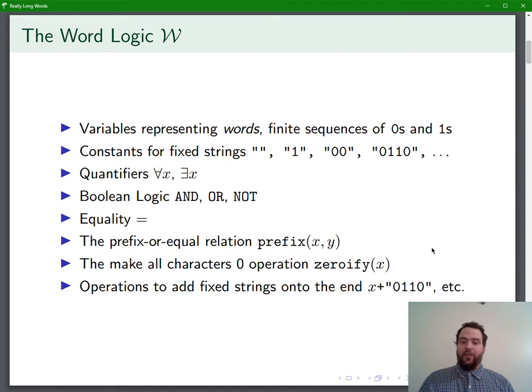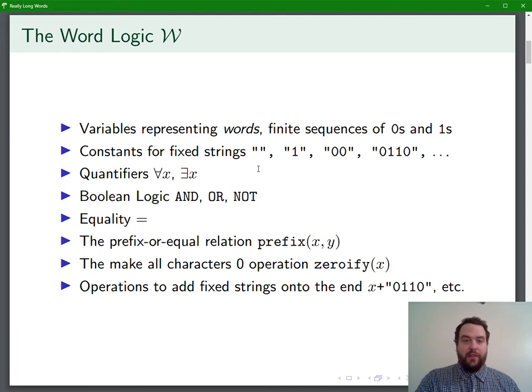So this is the structure that we're looking at. It's a bit of a strange structure, but it behaves just like any old mathematical structure. Words with the relation prefix, the operation zeroify, and a whole bunch of operations to add fixed strings onto the end of a word. And we're talking about the first order logic of that structure. I'm also going to toss in, for convenience, constants referring to fixed strings. You don't really need these.